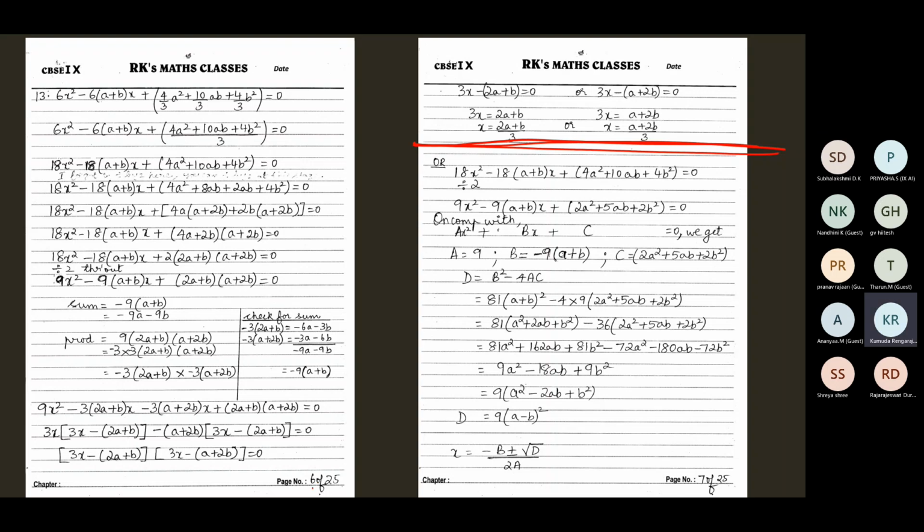You can see the page numbers below, so don't get confused. You can see 6 and 7 here. One is by splitting the middle term. The other is using the quadratic formula.